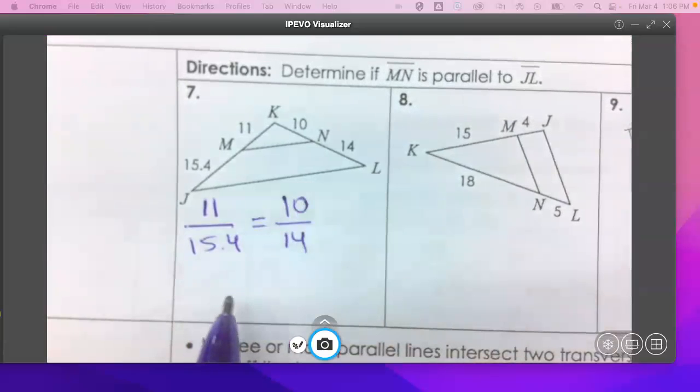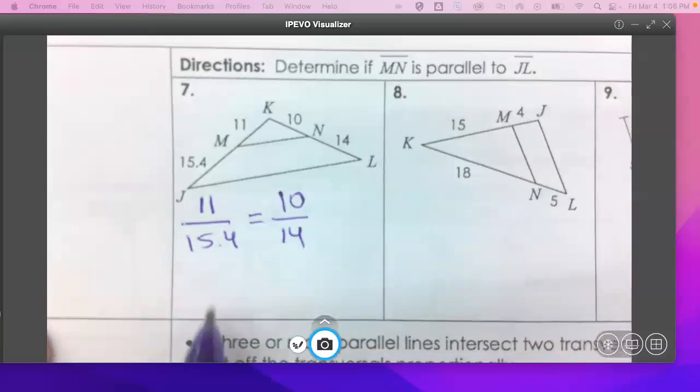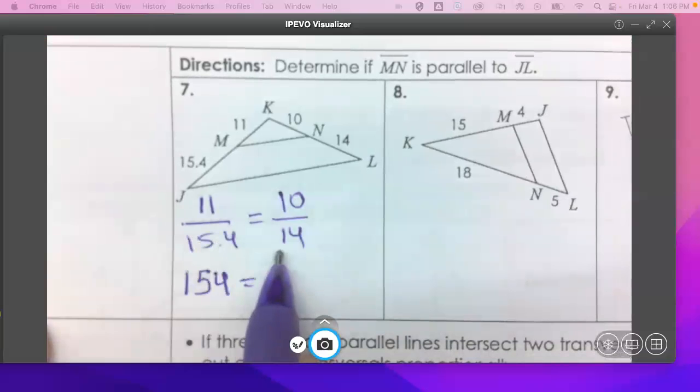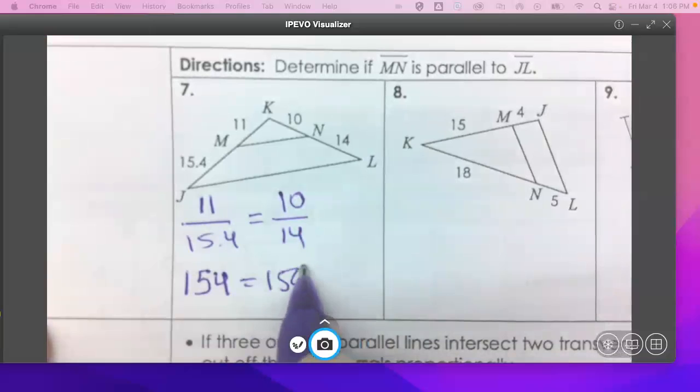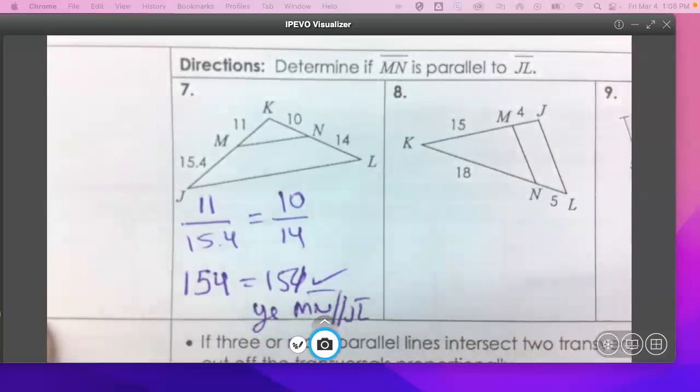Good. And then after you solve it, would you just see if it's true? Yes, exactly right. We've now created a proportion. If we want to validate this proportion and see if it's true, we just do the cross multiplication. And if we do it right, 10 times 15.4, we get 154. 11 times 14, that's 10 is 140 plus another 14 is 154. The fact that they're equal to each other tells us, yes, MN is parallel to JL.